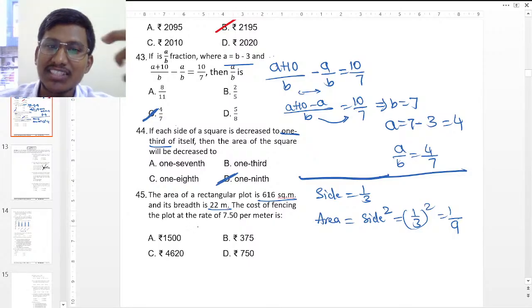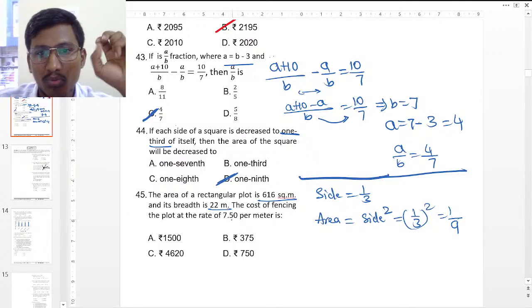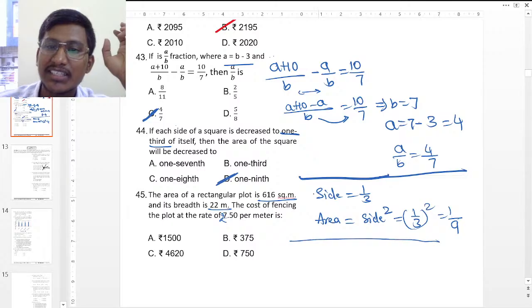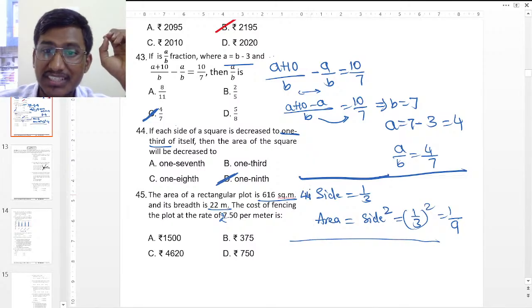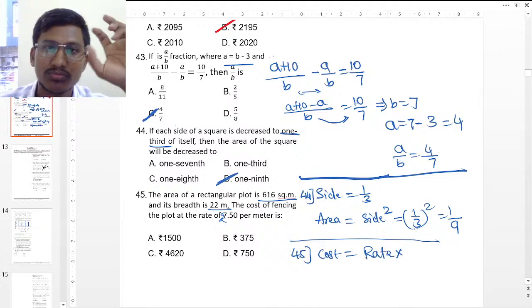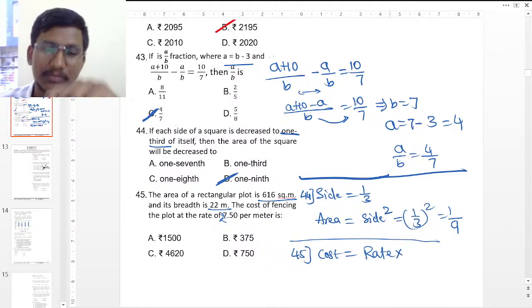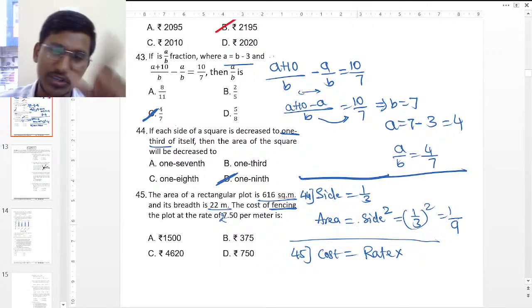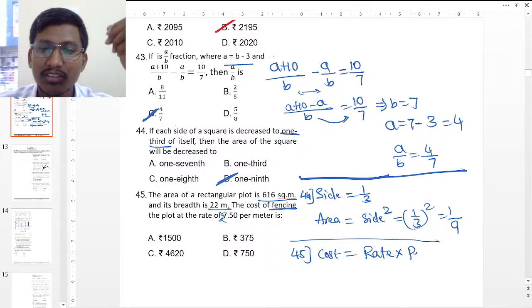The cost of fencing the plot at the rate of 7.50 per meter is, so that rate is in rupees. Okay, so how do we find the cost? Cost will be rate into, is it area or is it perimeter? We have to check. Here they are asking the cost of fencing. Fencing, where do we do it? On the boundary. So that is rate into perimeter.